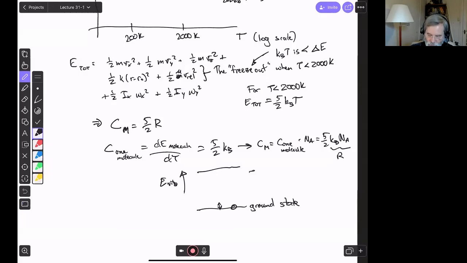So if kBT is much less than delta E, the molecules can only exist in the ground state. There's not enough thermal energy available to be promoted from the ground state up to the first excited state.